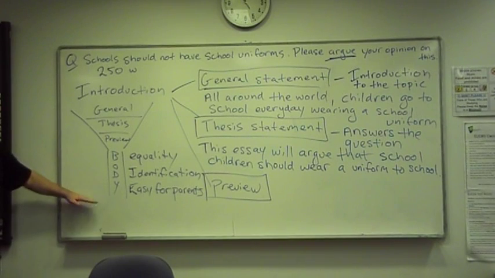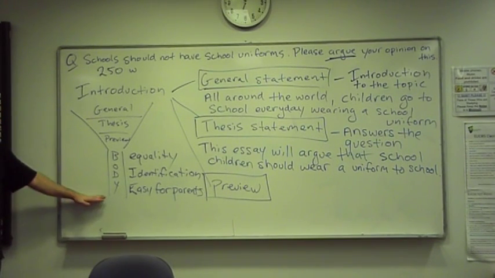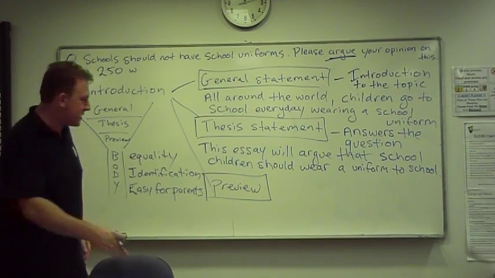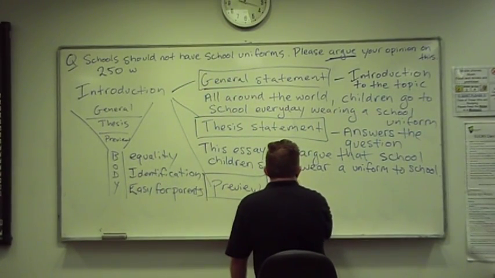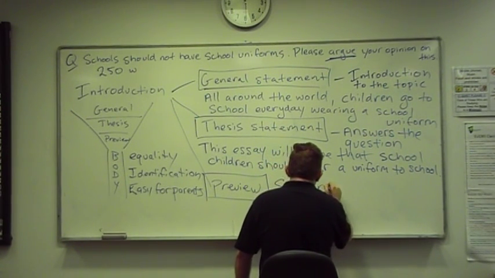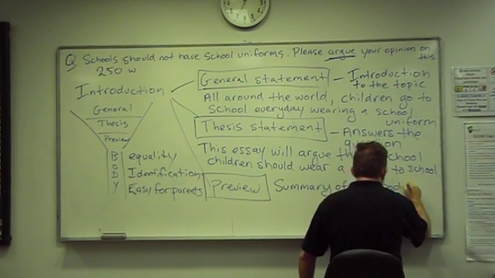There we go. So there's your three reasons. And we're going to make those paragraphs in the body. One paragraph about equality, one paragraph about identification, one paragraph about it's easy for parents. But we're going to tell the reader in the preview, this is what we're going to say. Let's say preview. It is like a summary of the body. A summary of the body.